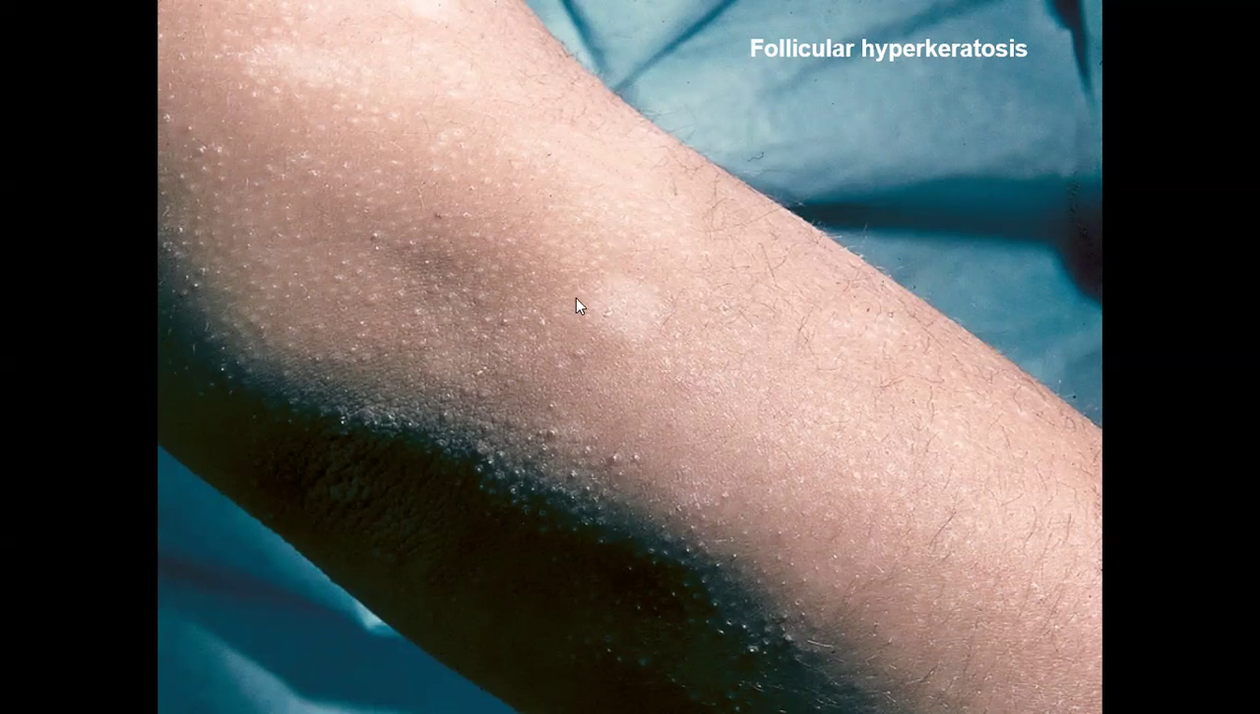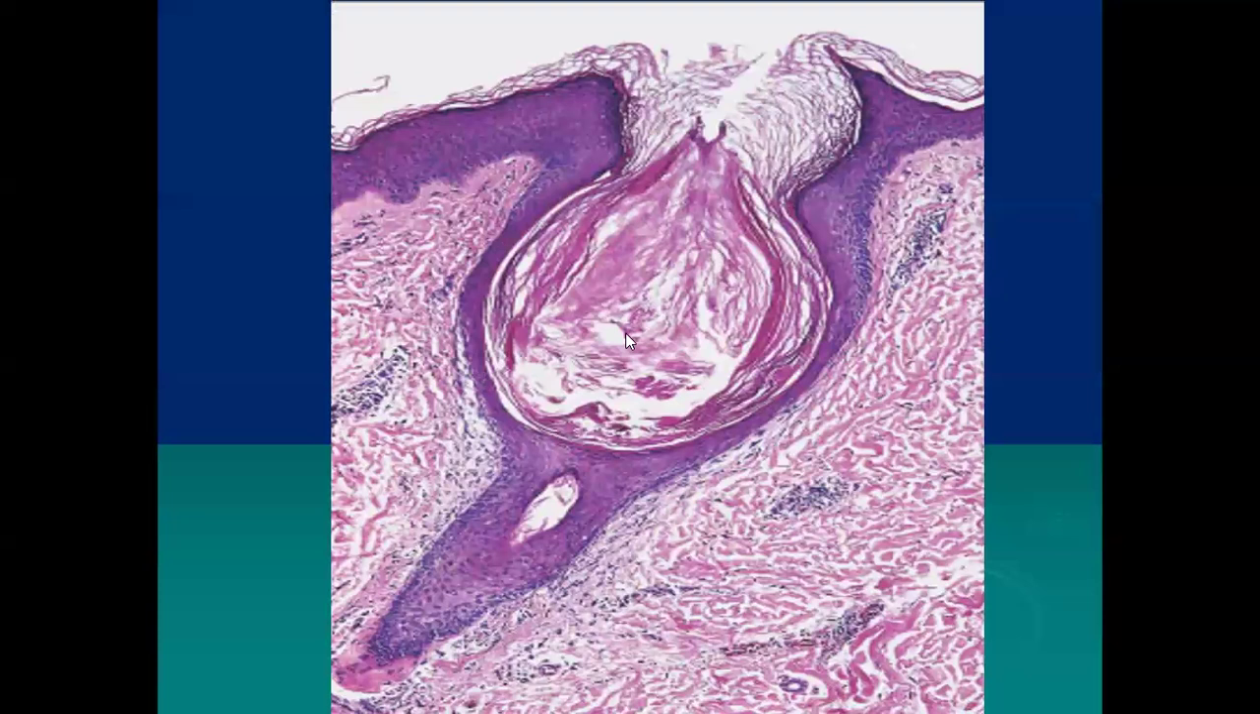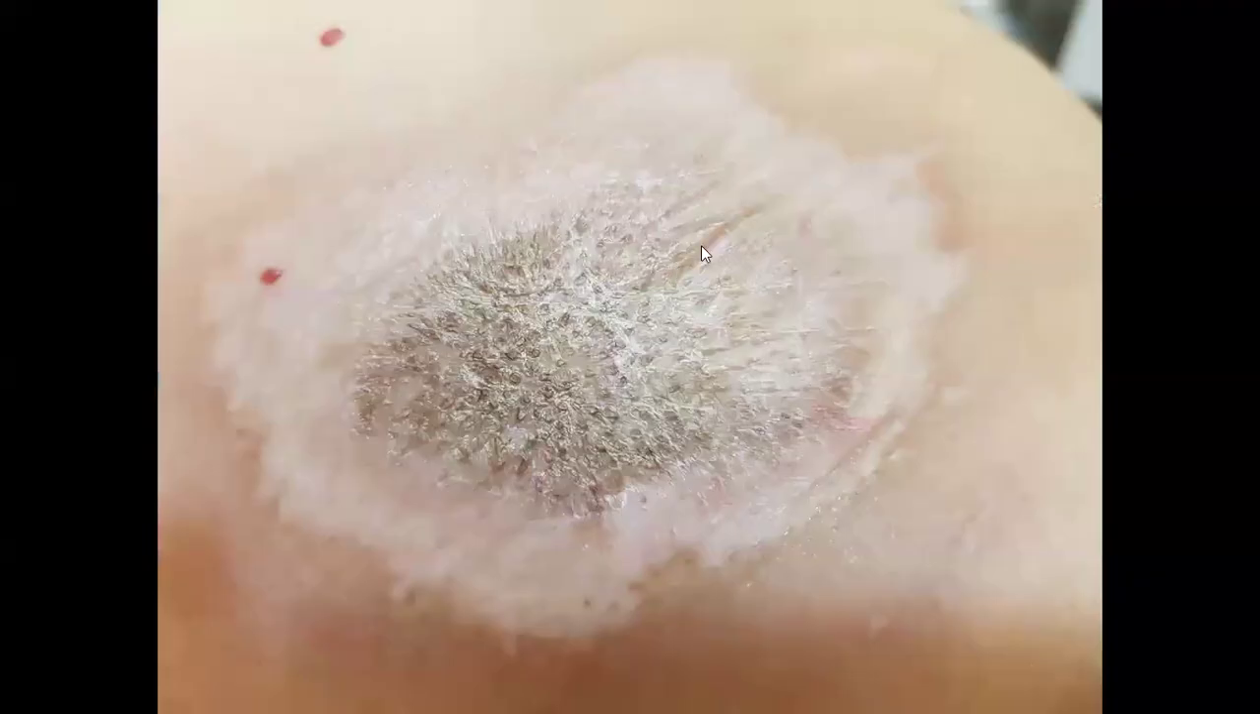We frequently see this condition in young males and females, and histologically it is characterized by a thick plug of keratin within a hair follicle. Here you can see a wide sclerotic lesion with prominent follicular openings, and all the follicular openings are characterized by a hyperkeratotic plug.